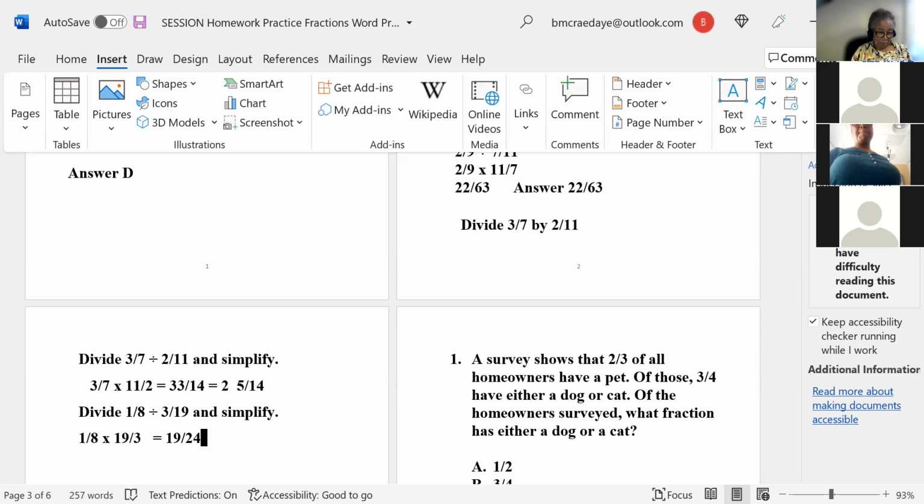No, the reason it's simplified is because there are no common factors between 19 and 24. What are the factors of 19, Maureen? 1 and 19. Those are its only factors. So the only factor they have in common would be 1. 24 has many factors, but the only factor 19 and 24 have in common is 1. That's true, so it's already simplified. Got it?